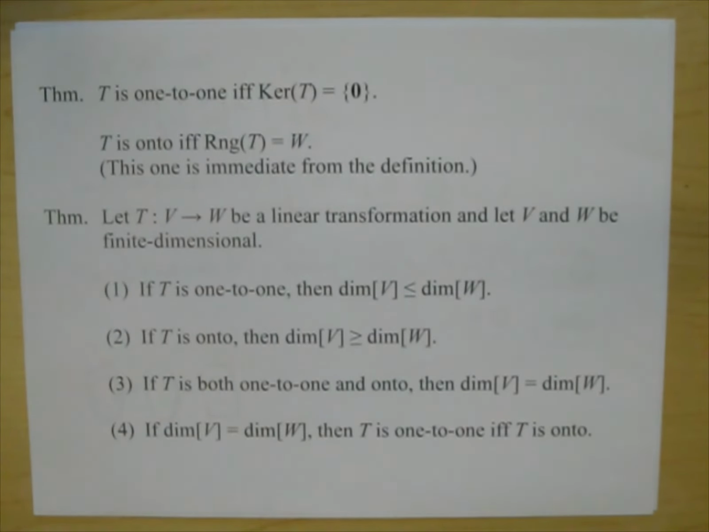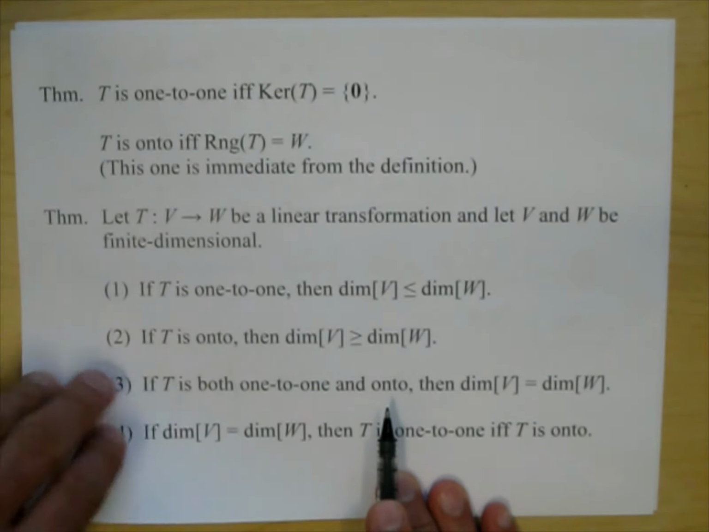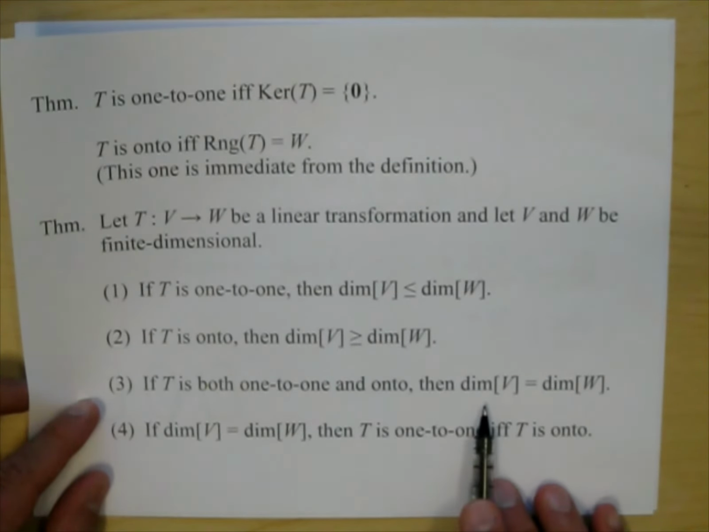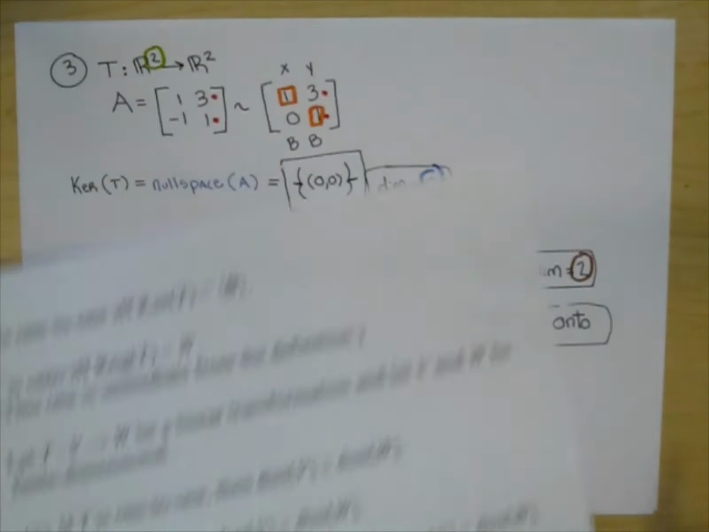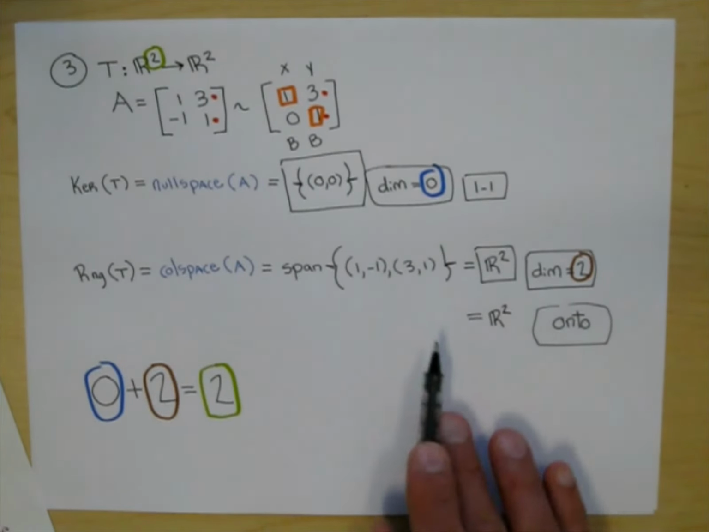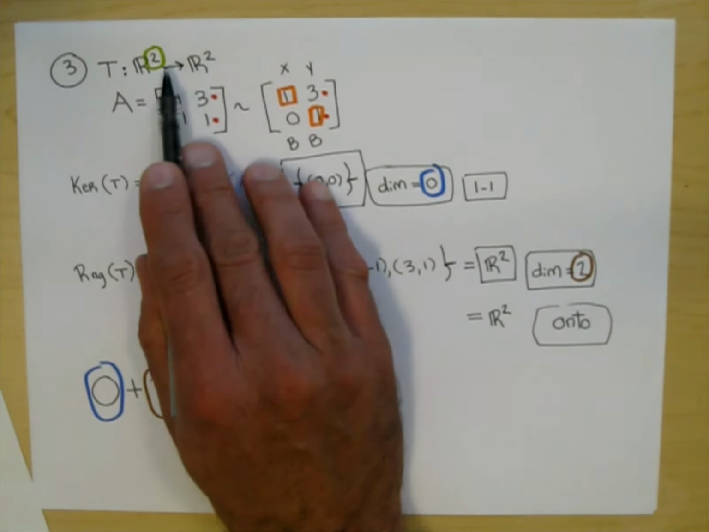I can't believe I've misplaced it. It's hiding under this sheet here. If they are both 1-to-1 and onto, then the dimensions of those vector spaces, the domain and the codomain, have to be equal. And that's what we have. We had both 1-to-1 and onto, so those dimensions must be equal.